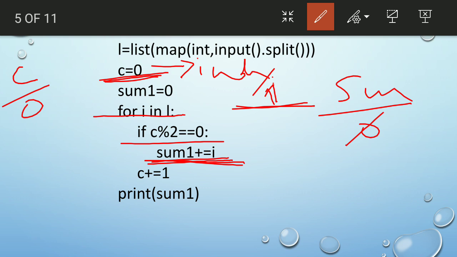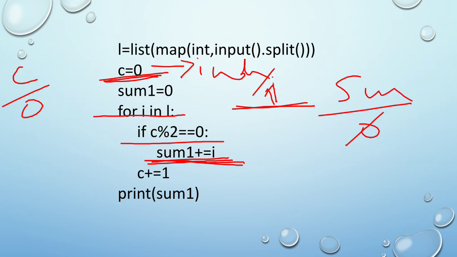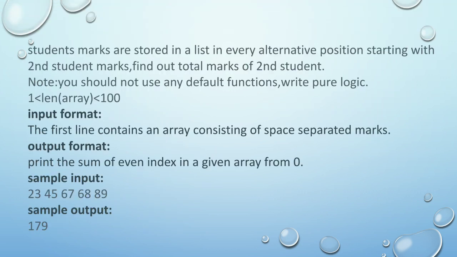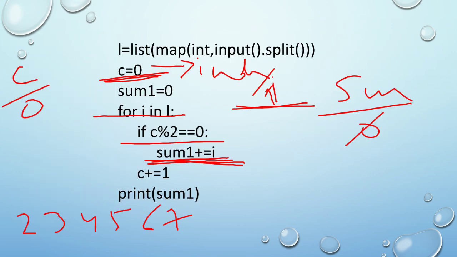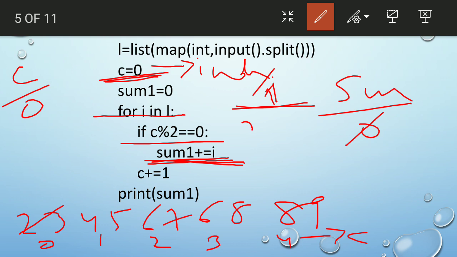What is your list element? I will write here the list element: 23, 45, 67, 68 and 89. So here the index value is 0, 1, 2, 3 and 4. So it is your C value. Okay. So initially the C value is 0 and I contains your value 23. So sum of that is C value 0 mod 2 is equals to 0, condition is satisfied. So sum 1 plus equals to I, that is 23 is added.